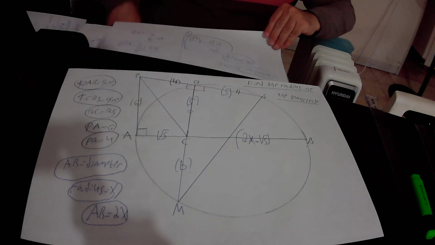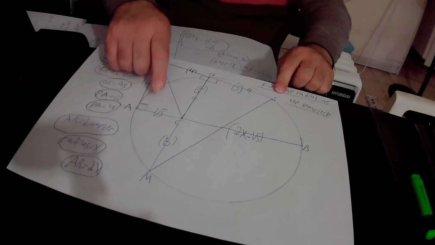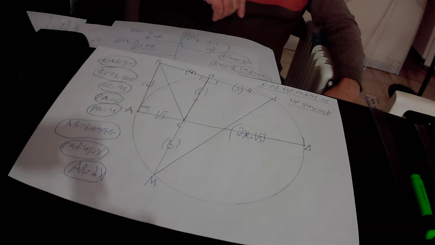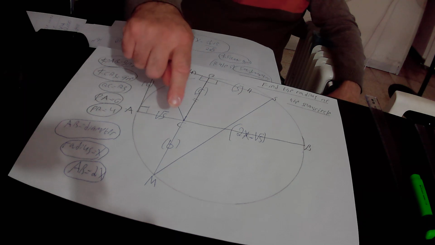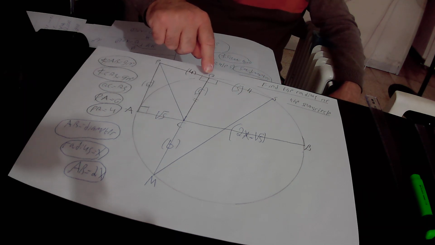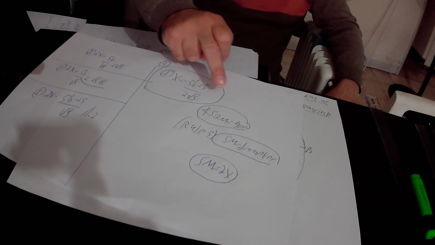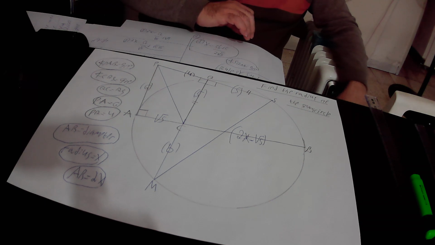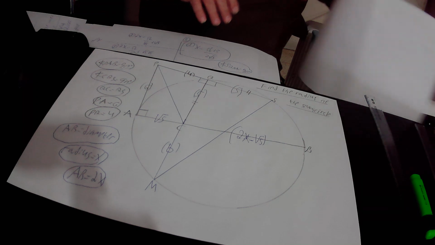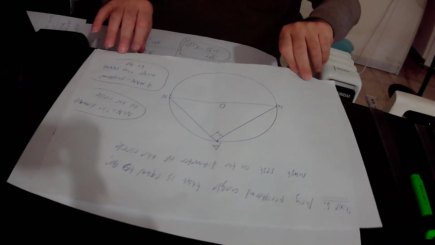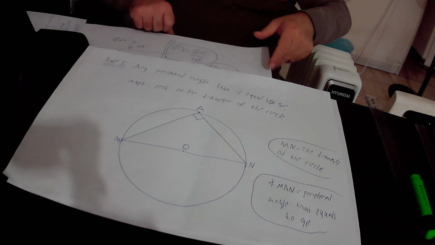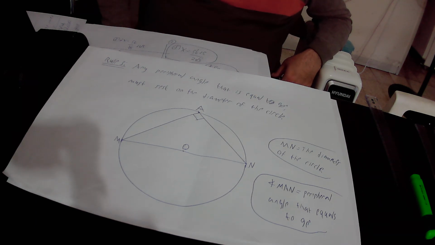Then we joined points S and M together by a straight line. In this way we get peripheral angle SQM. This peripheral angle SQM equals 90 degrees. Therefore we can implement here rule number 5. According to rule number 5, any peripheral angle that is equal to 90 degrees must rest on the diameter of the circle.